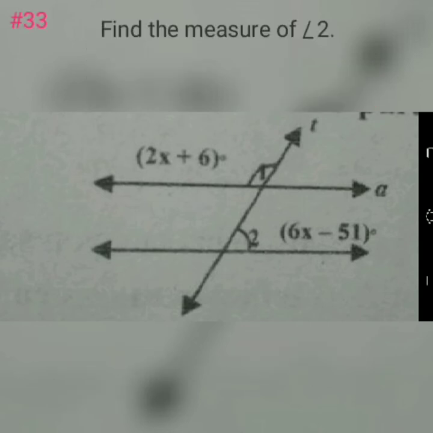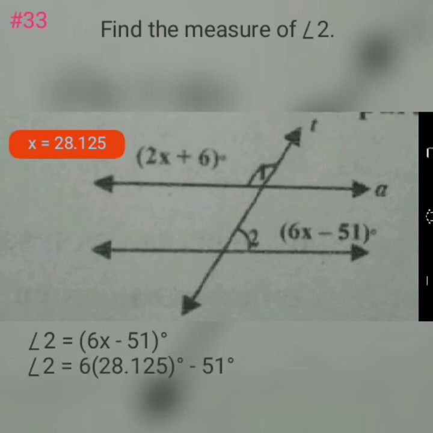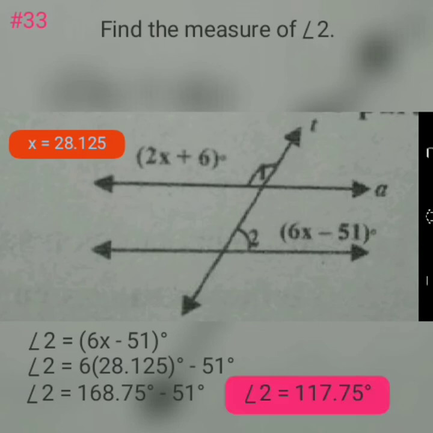Find the measure of angle 2. As obtained on the previous problem, x is equal to 28.125. And since angle 2 is equal to 6x minus 51, by substitution, this will be 6 times 28.125 degrees minus 51 degrees. So angle 2 is equal to 117.75 degrees.